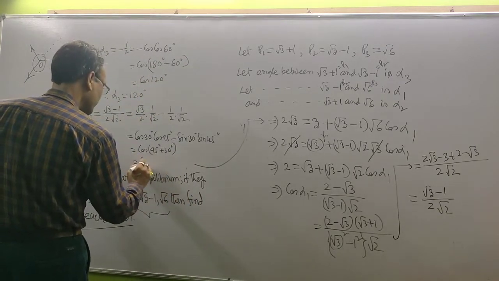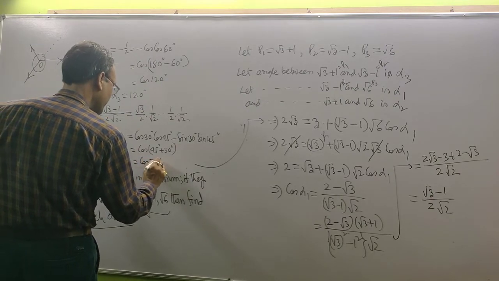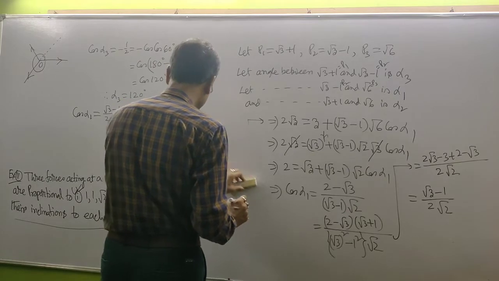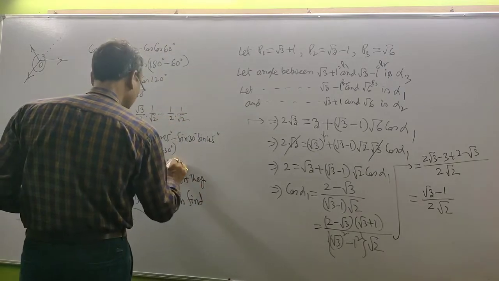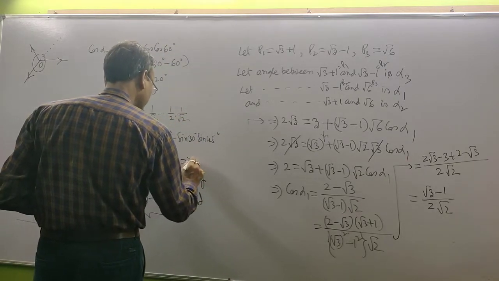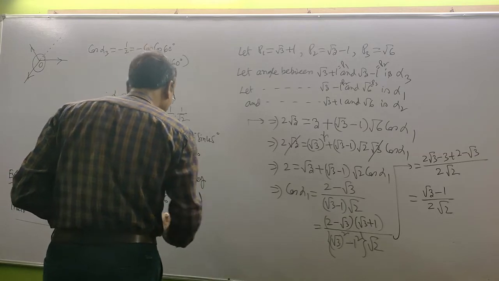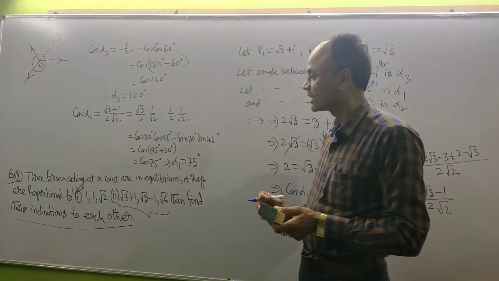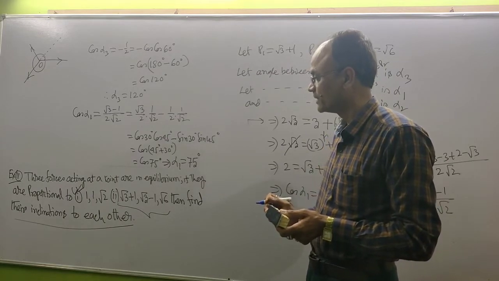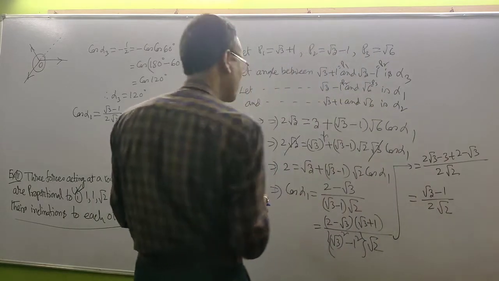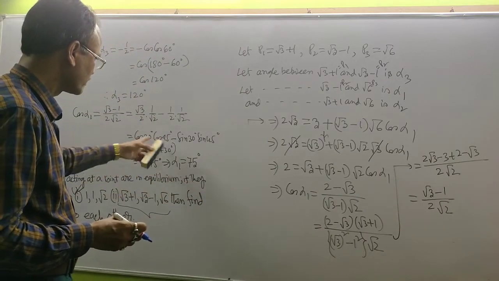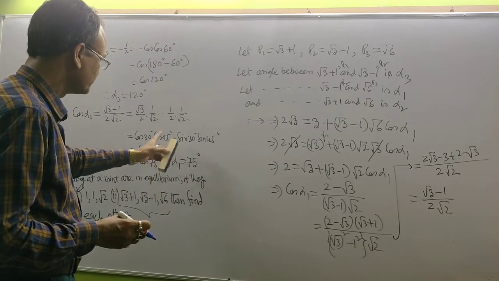This is equal to cos 75 degree. This means alpha 1 is equal to 75 degree. Therefore, alpha 1 should be equal to 75 degree. Now, alpha 2. Alpha 1 equals 75 degree. Cos A cos B minus sin A sin B.